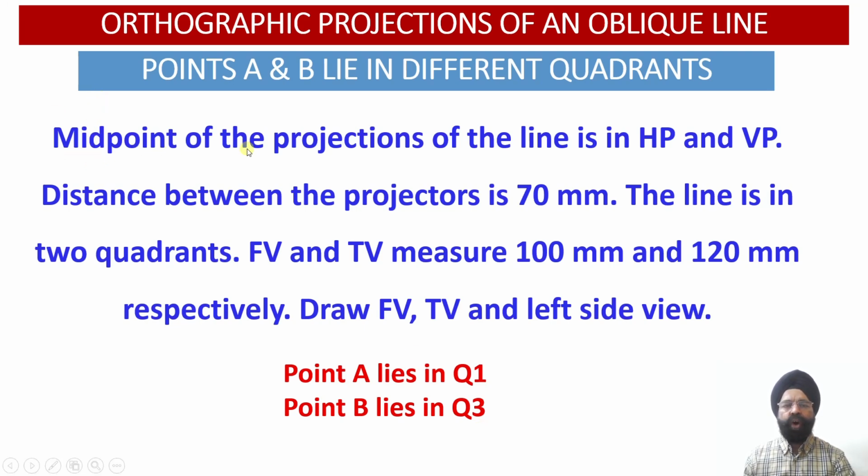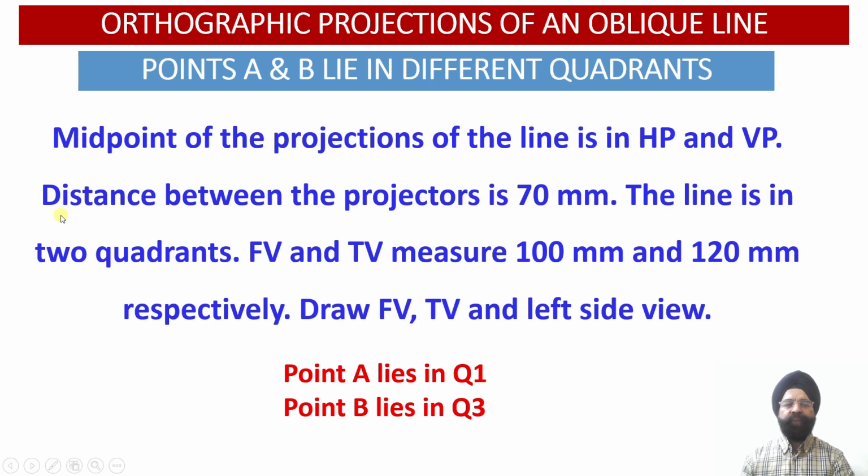The midpoints of the projections of the line lie in the horizontal plane and the vertical plane. So what do we mean by this? That is, the midpoint of the front view projection A dash B dash will be lying in the horizontal plane, and the midpoint of the top view projection of the line AB, that is small ab, will be lying on the vertical plane. So it means that the midpoints of the A dash B dash and AB projections are going to coincide with each other on the XY reference line.